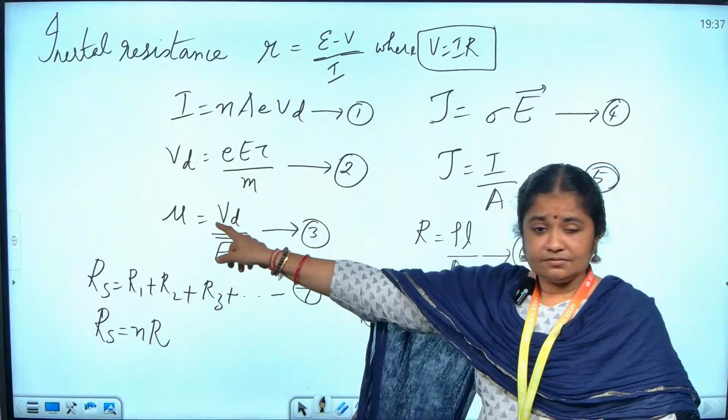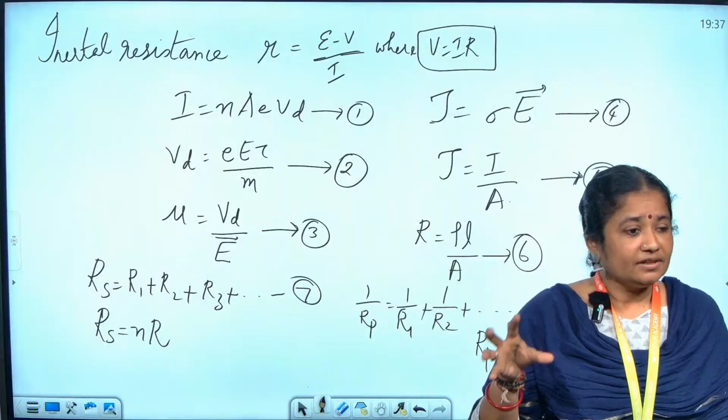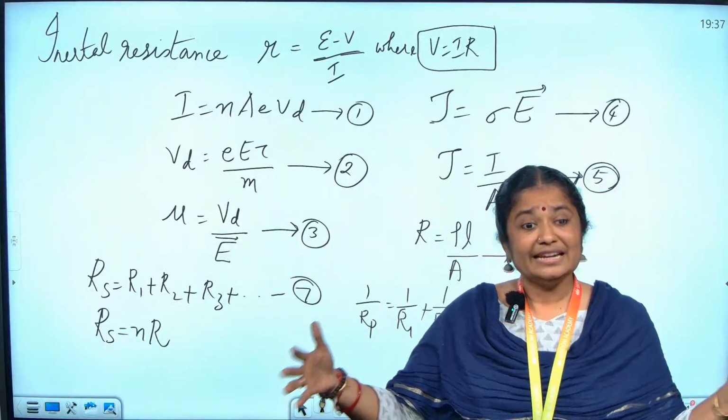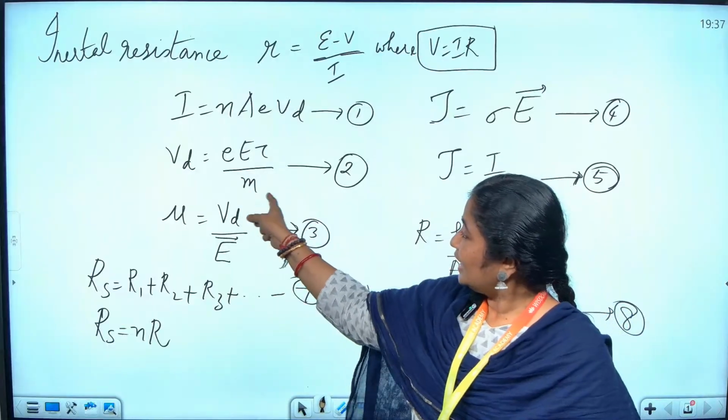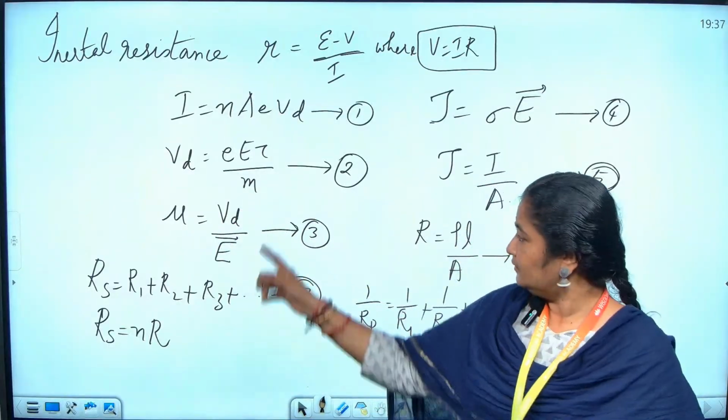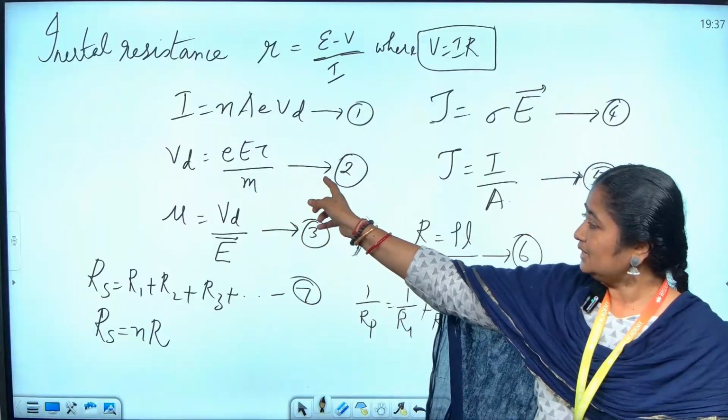Now, the drift velocity is directly proportional to the electric field that you have applied. You take a conductor and apply an electric field, giving a positive and negative potential. The drift velocity will be directly proportional to that. vd = eEτ/m.